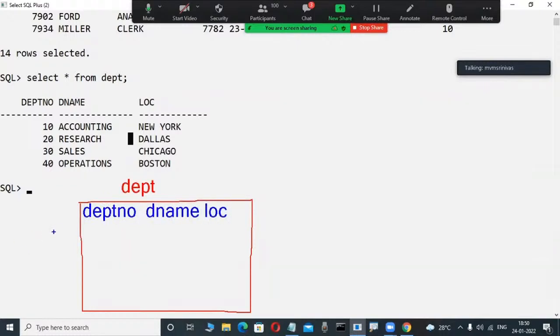Okay, fine. Slowly observe here. Yes, these 3 columns are available. Again, the EMP table is there. Don't worry, just observe it here.